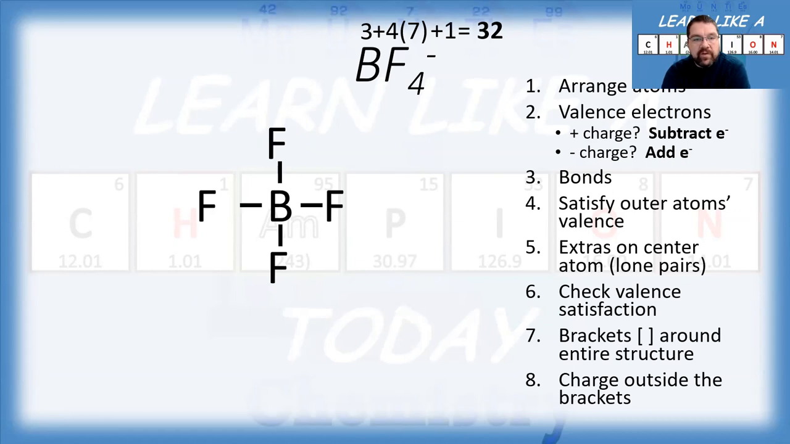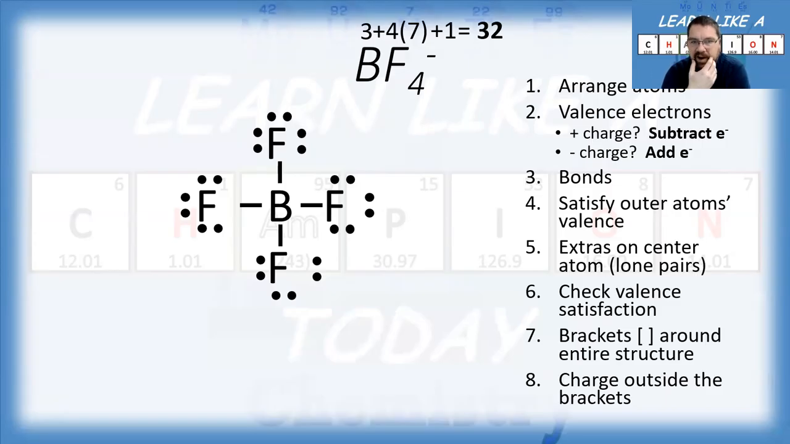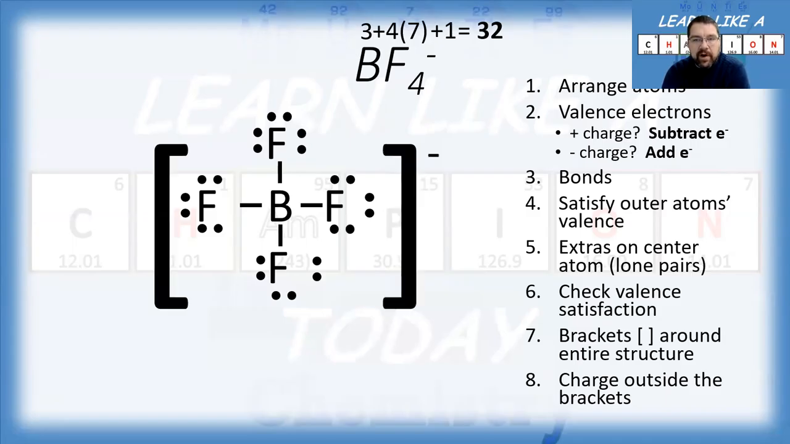Distribute to the bonds first, that uses up 8, which leaves us with 24. Each fluorine is going to need 6 more valence electrons to fill the octet, and so that's going to use up our 24. And when we check for valence satisfaction, the fluorines are satisfied. Boron has 8, so it's satisfied. And the last thing to do then is to put brackets around that structure and to put the negative sign outside of that.